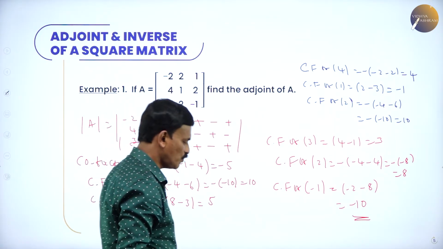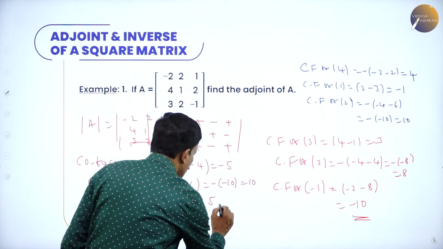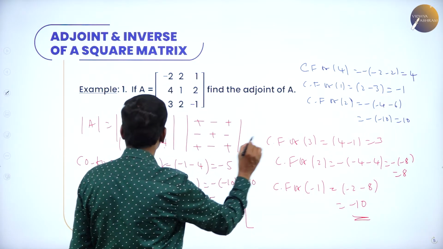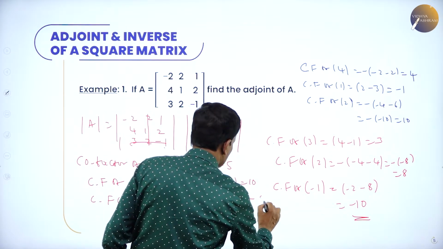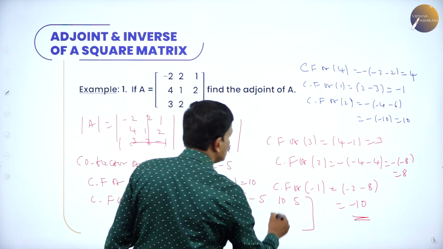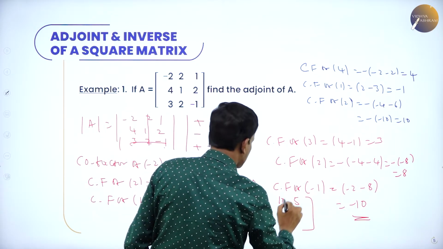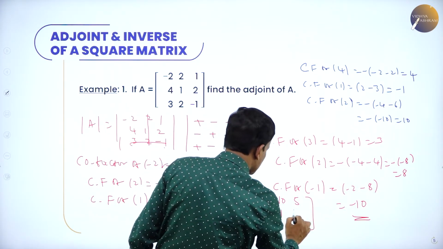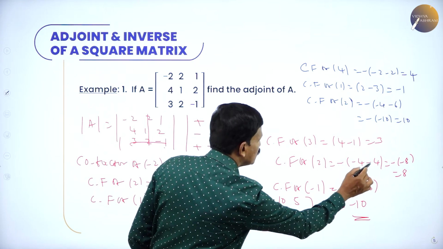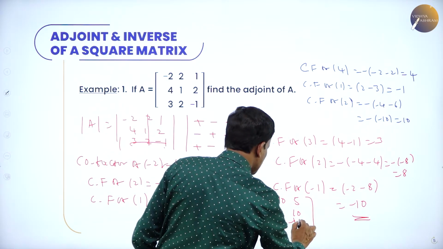See, these are the cofactors. Now write down this cofactor matrix and then we are going to find the adjoint. So therefore I will write here the cofactor matrix C is equal to, write down the first row. What is the first row? Minus 5, 10 and 5. For the second row it is 4, then minus 1 and then it is 10. For the third row, the cofactors are 3, 8 and minus 10.